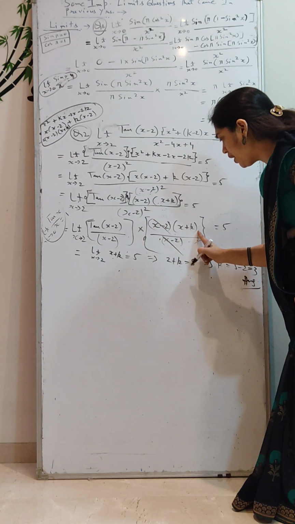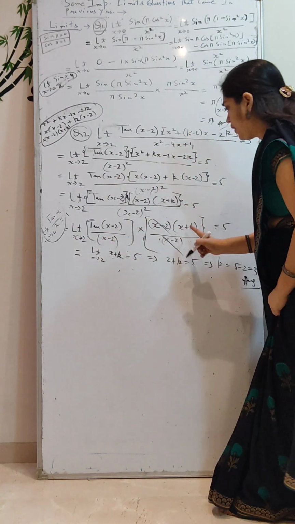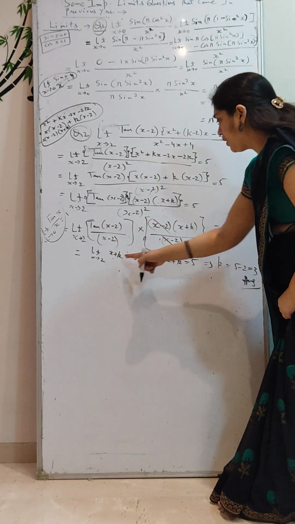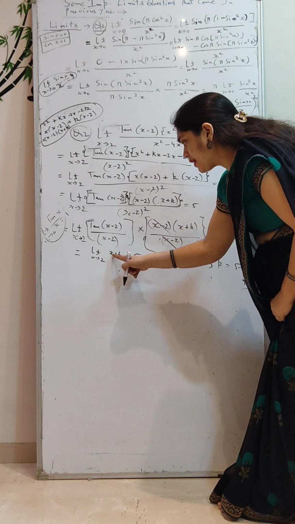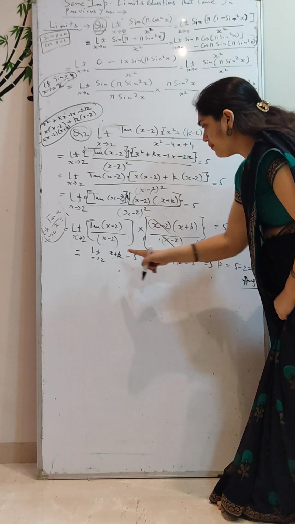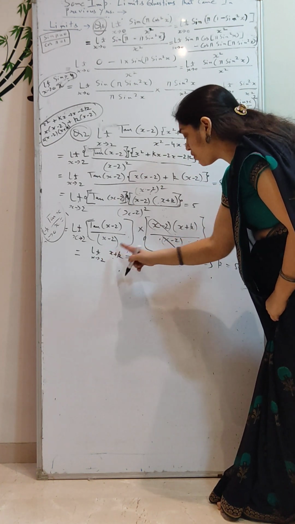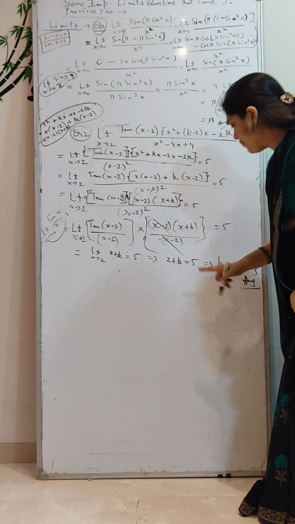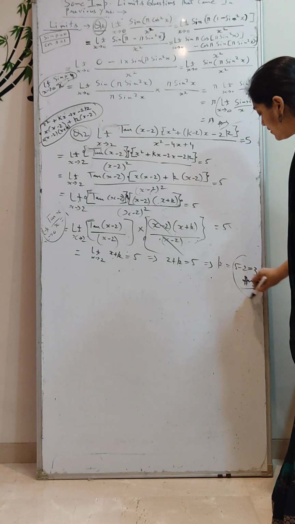What will be left is x plus k, and we will apply the limit only on x plus k. So limit x tends to 2 of x plus k equals 5. We will put 2 in place of x, so 2 plus k is equal to 5. Then k will be equal to 3. So this will be the final answer.